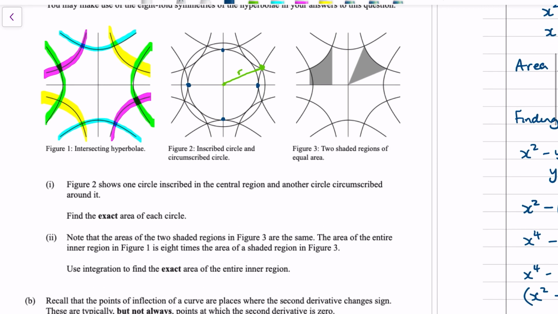Okay, now they give us this kind of neat figure 3, which you'd probably never have picked up, at least I told you. The areas of the two shaded regions in figure 3 are the same. Figure 1 is 8 times the area of a shaded region in figure 3. Yeah, well, I mean that's obvious, because if we take this region here and then we just copy it because of the symmetry, right? It's 1/8 of the total region.